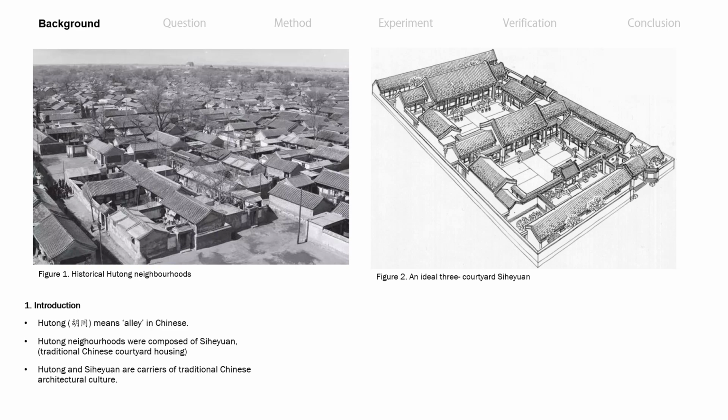These are rectangular in plan. Their basic units are Siheyuan. A typical Siheyuan consists of a set of aligned courtyards, symmetrically surrounded by individual buildings connected by corridors, walls, and gates.